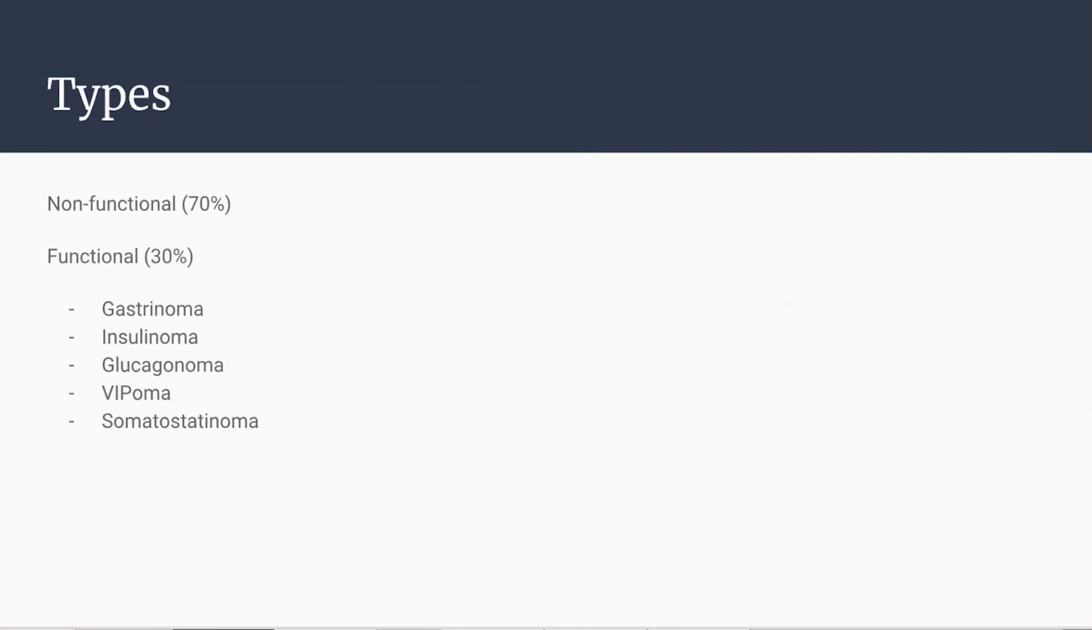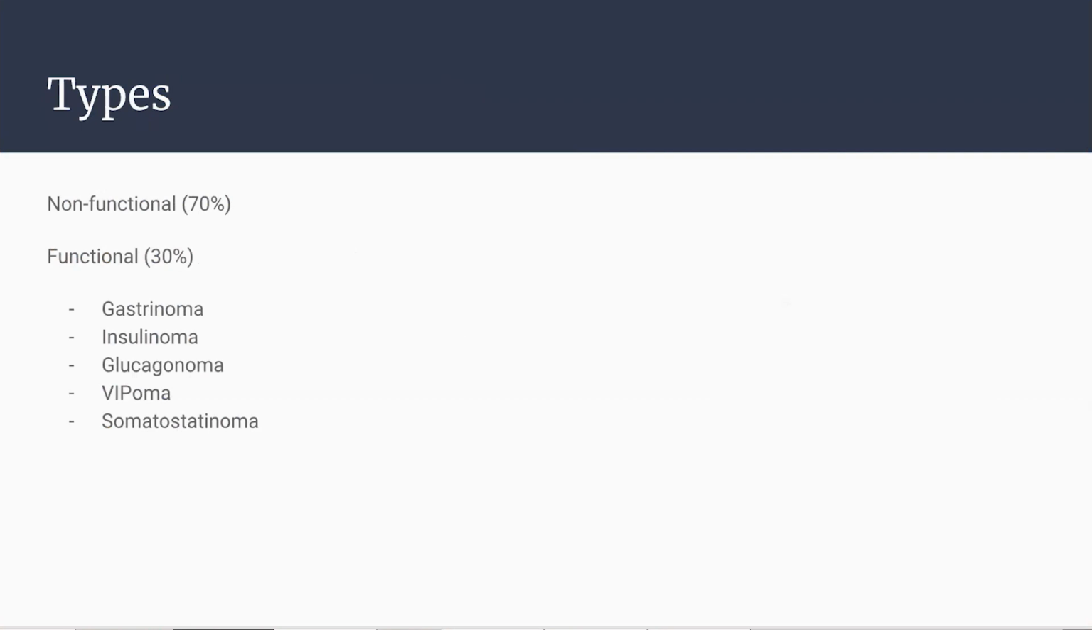Glucagonomas are where glucagon is hypersecreted. Glucagon has the opposite effects of insulin. It helps regulate serum glucose by promoting gluconeogenesis. The classic symptom is necrolytic migratory erythema. These patients also get diabetes mellitus and diarrhea. Glucagon levels can be measured in the serum, and levels greater than 1,000 are diagnostic.